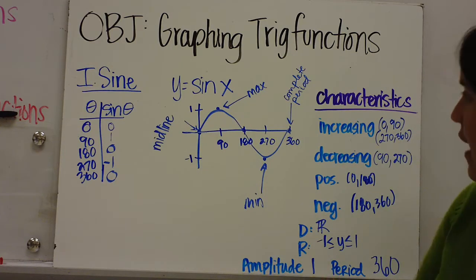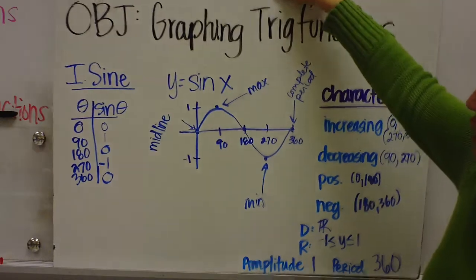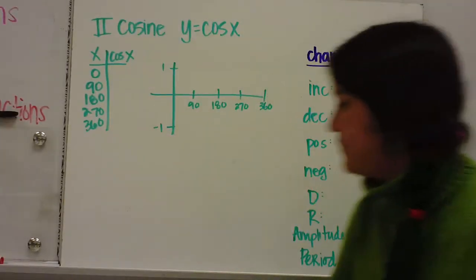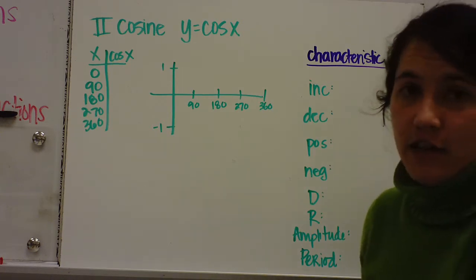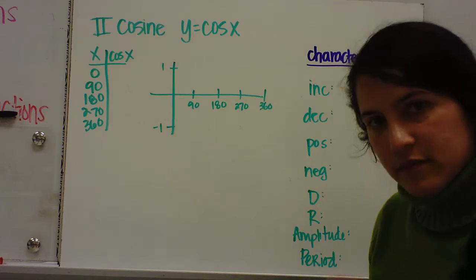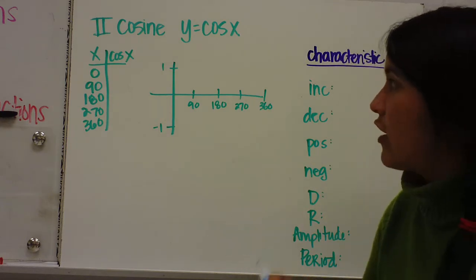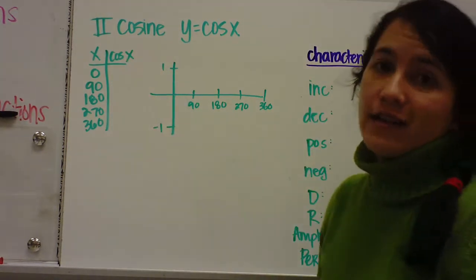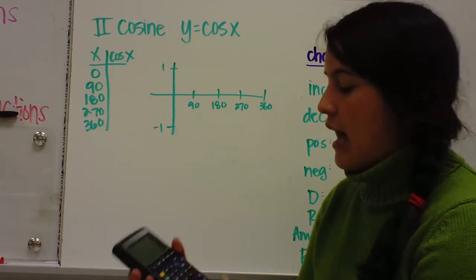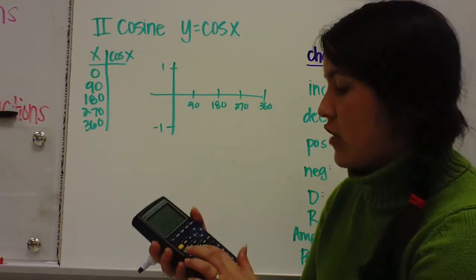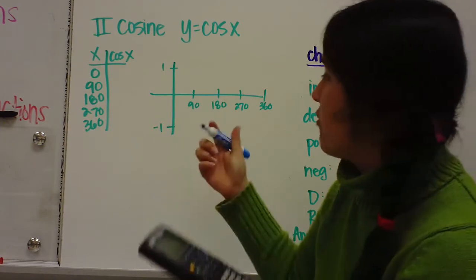Okay, now, moving on to cosine. All right, so you can copy this down. The cosine function is similar. Over here I have my t-chart for x and cosine of x, and all I would do is type in cosine of 0, and cosine of 0 is 1.